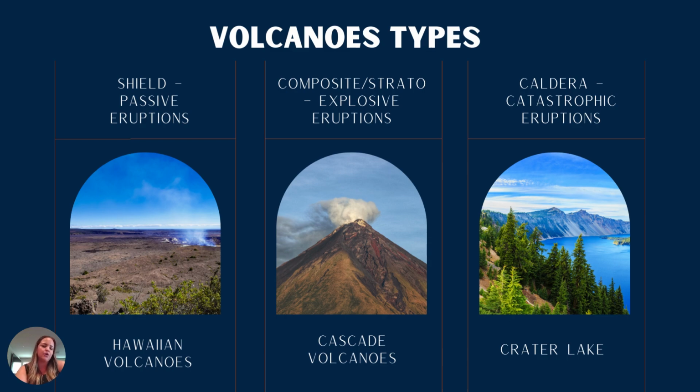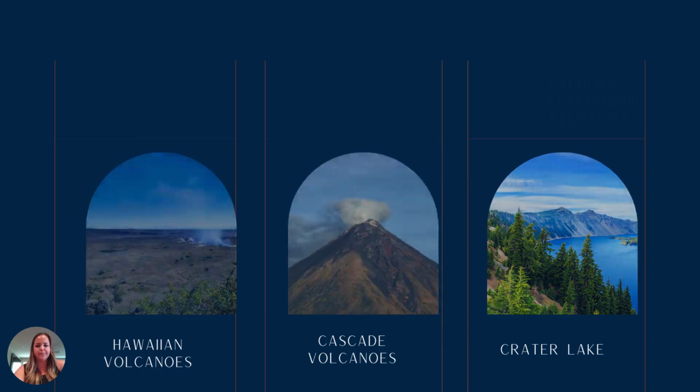The Cascades are all composite stratovolcanoes, so those start with Mount Lassen and Mount Shasta in California and go all the way up through Oregon, Washington, and Canada. And then shield volcanoes, we have lots of them on Earth, but Hawaiian volcanoes are a good example.